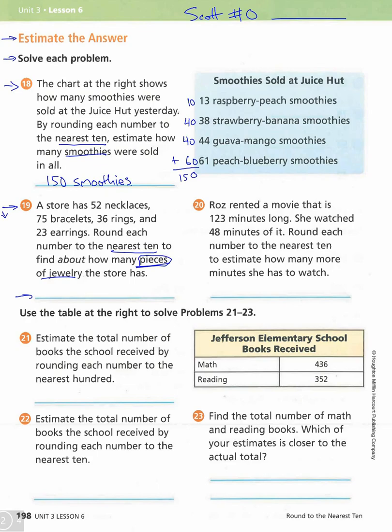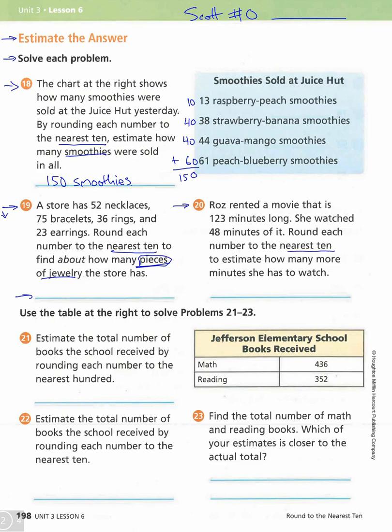Okay, so let's look at number 20. It says, Roz rented a movie that is 123 minutes long. She watched 48 minutes of it. Round each number to the nearest 10 to estimate how many more minutes she has to watch. So this one's a little bit trickier.